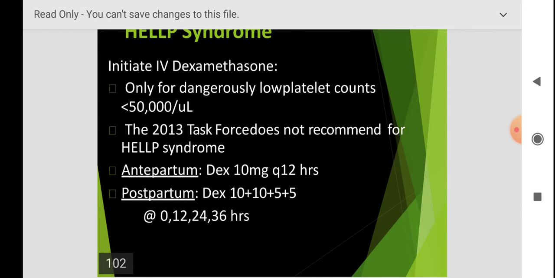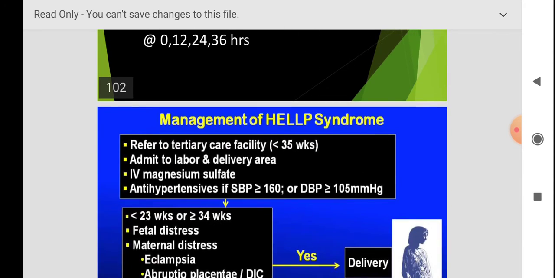What is the management of HELLP syndrome? Initiate IV dexamethasone. Only for dangerously low platelet count, when it is less than 50,000, you have to consider giving IV steroids, that is IV dexamethasone. In the antepartum period, the dose is 10 mg BD IV. Once she delivers, the dose changes. On the first day, it is 10 milligram BD. On the second day, it is 5 milligram IV BD.